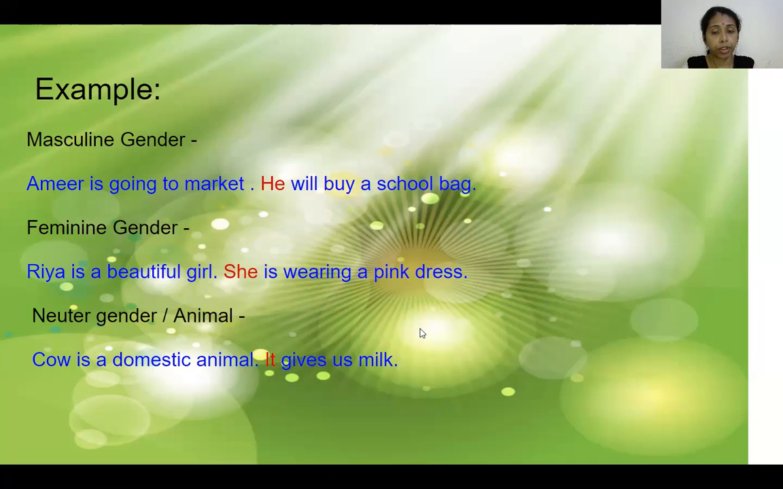Similarly, for the neuter gender also, all of you need to write "it". Hope that much is clear for you.